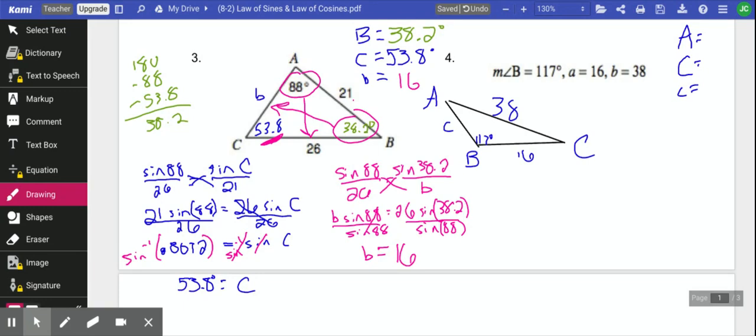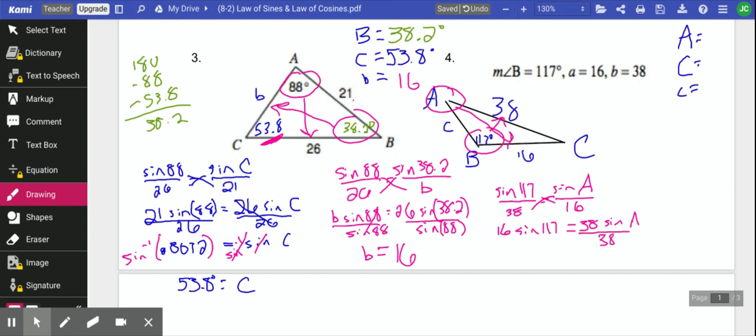So taking a look at this, we do have 117 and 38 that go together. So we can say that the sine of 117 over 38. And what else do we know? We only know the 16, so we're going to have to do angle A and 16. So the sine of angle A over 16. All right, now that we've got that all set up, let's cross multiply. So we get 16 sine of 117 equals 38 sine of A.